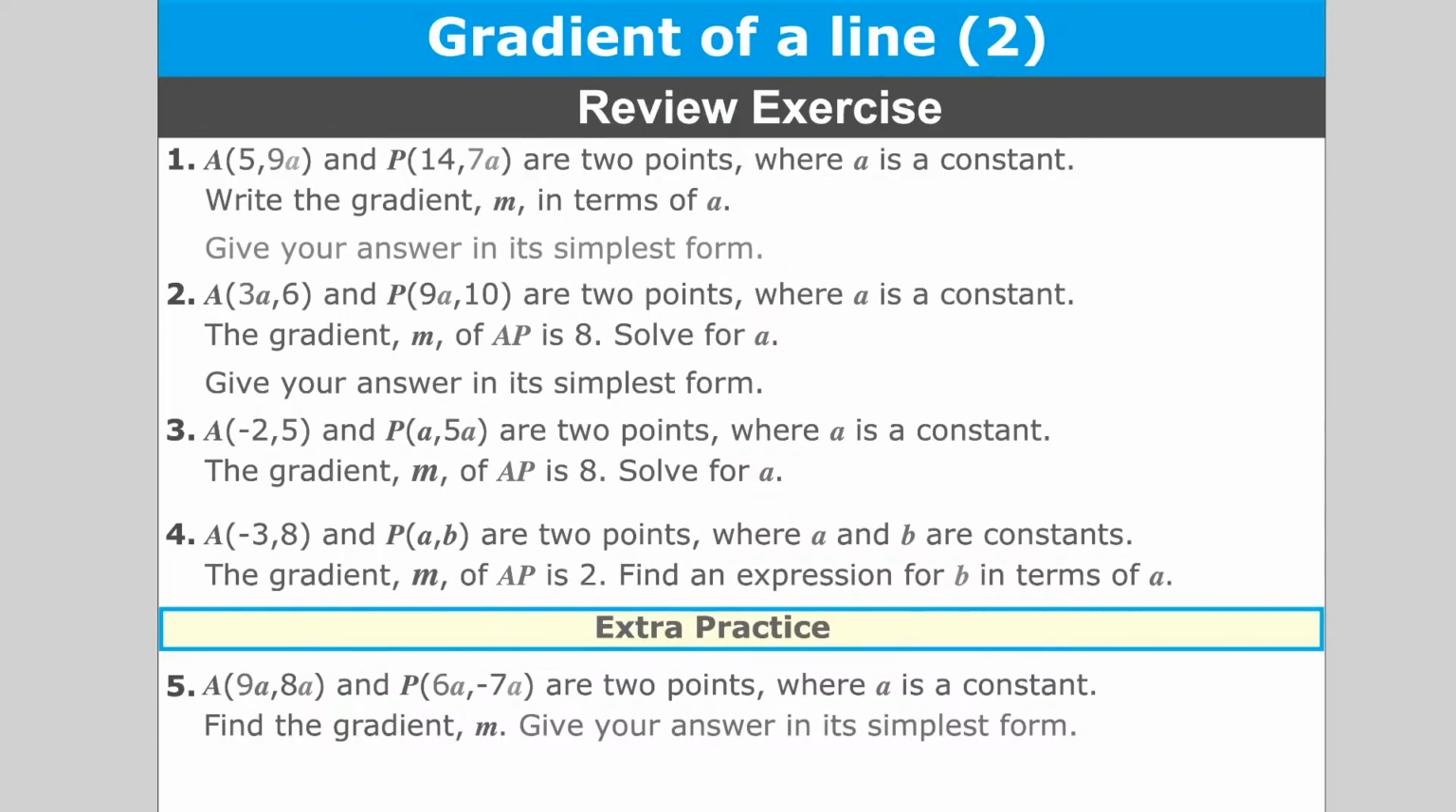Tomorrow, we're going to do some equation of a straight line, and I'm going to teach you a new way of doing it that you may not have seen at GCSE. So you may have seen y equals mx plus c. I'm going to touch on that, but we're also going to do a different way that's actually more useful.